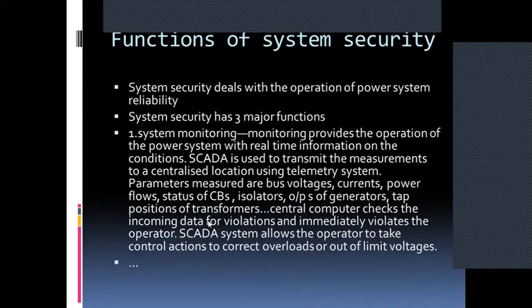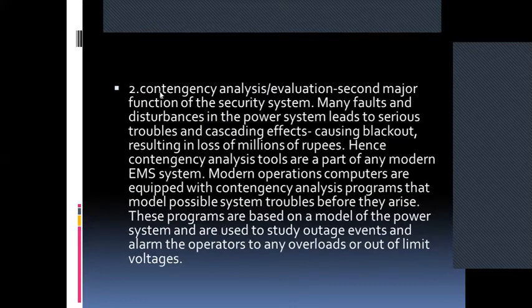The second major function of system security is contingency analysis and evaluation. It is very important. Many faults and disturbances in the power system lead to serious trouble and cascading effects, causing blackouts that result in loss of millions of rupees. Hence, contingency analysis tools are a main part of the modern energy management system. For example, if there is any loss of a generator or transmission line, there are violations in various parameters. The important parameters we consider are voltage and frequency. To see that these are not violated, we have to do the contingency analysis.